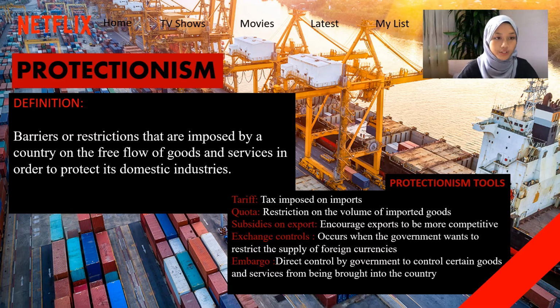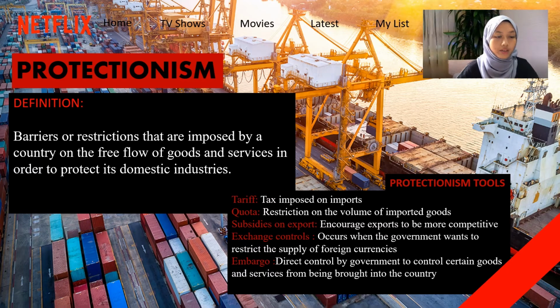Firstly is tariff, which is a tax imposed on imports. It is to protect local industries and will make the price of these goods more expensive. And this will also lead to a decrease in the consumption of imported goods by households. Next, we have a quota, which is a restriction on imported goods. When the government limits the import of certain goods, it will put pressure on the price of goods, resulting in a price increase. And then we have subsidies on export. It is when local producers receive subsidies from the government to produce goods and services for export to other countries.